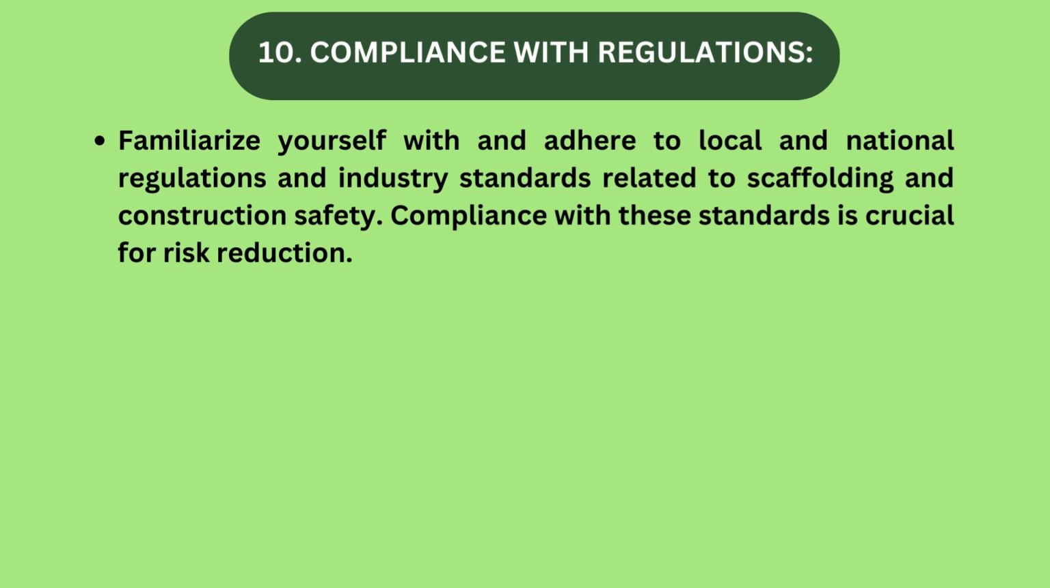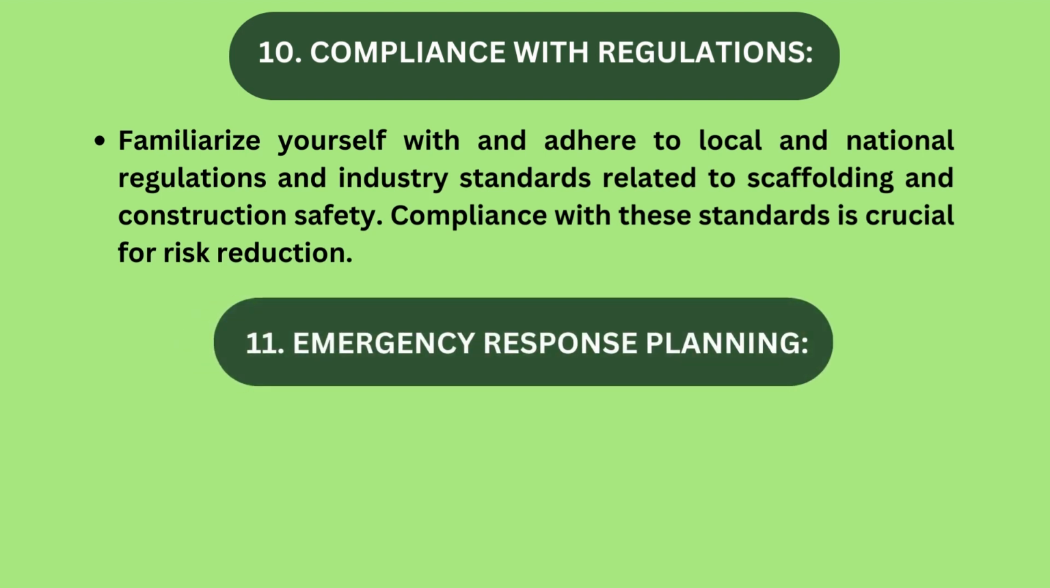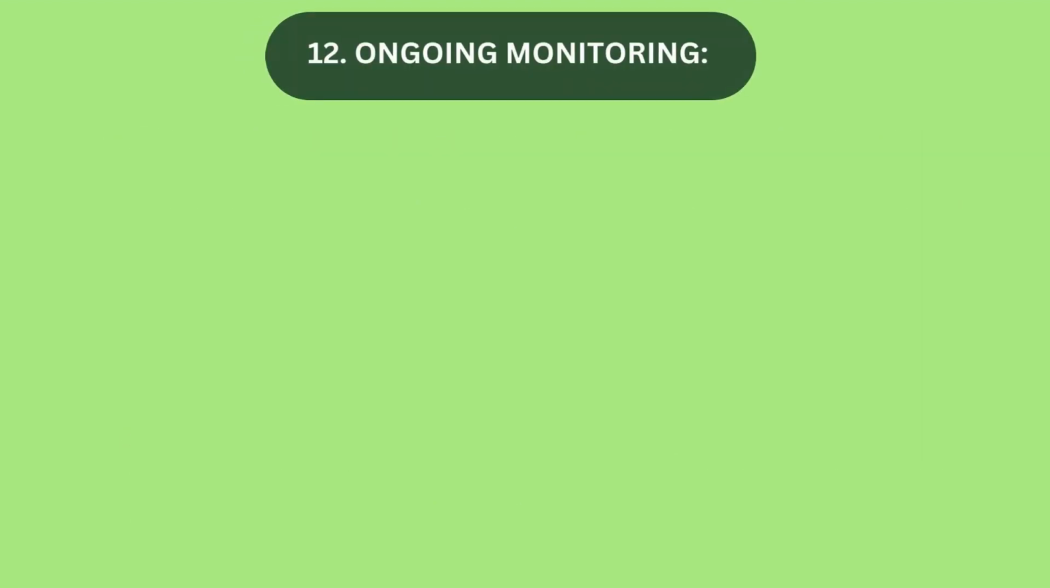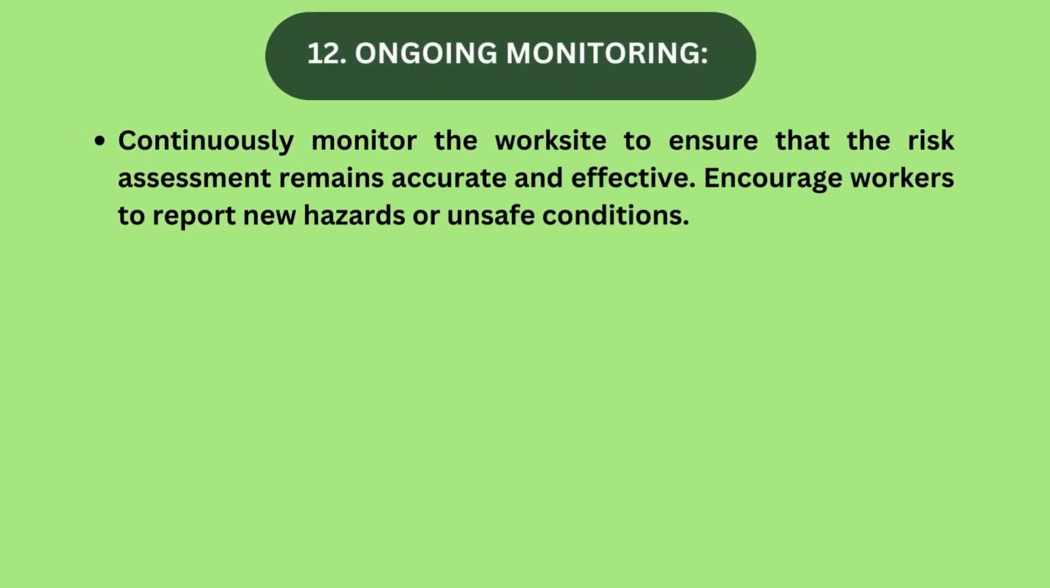Step 11 is emergency response planning. Develop an emergency response plan that includes procedures for addressing accidents, falls, and other unforeseen events. Make sure all workers know the emergency protocols. Step 12 is ongoing monitoring. Continuously monitor the work site to ensure that the risk assessment remains accurate and effective. Encourage workers to report new hazards or unsafe conditions.